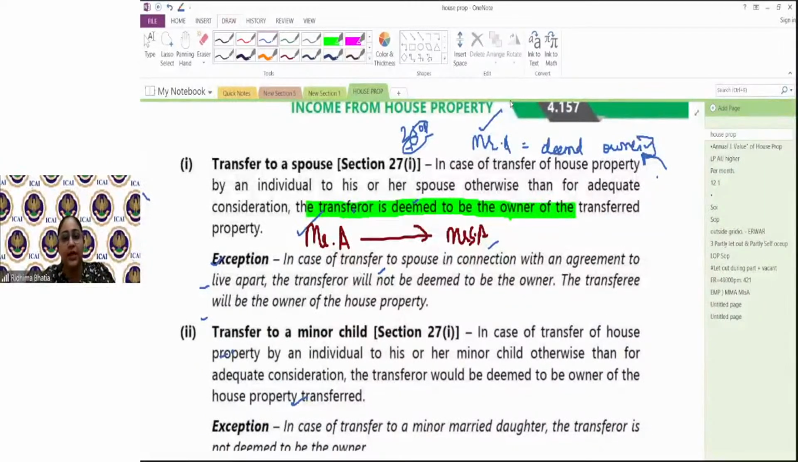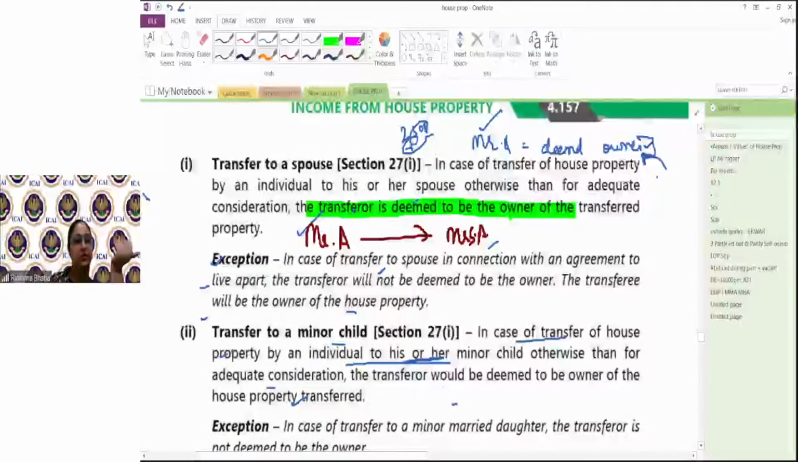Let's move to the next concept which is covered under deemed ownership. Again, just like diverting income in the name of spouse, people take property in the name of a minor child, or they transfer the property in the name of a minor child. In case of transfer of house property by an individual to his or her minor child, otherwise than for adequate consideration, the transferor would be deemed to be the owner of the property.